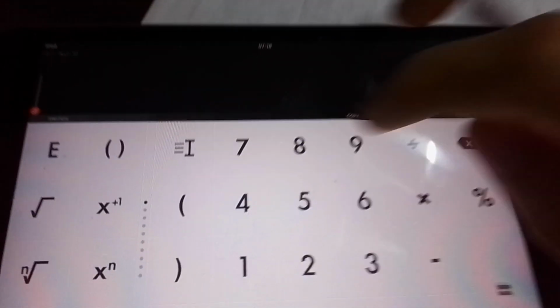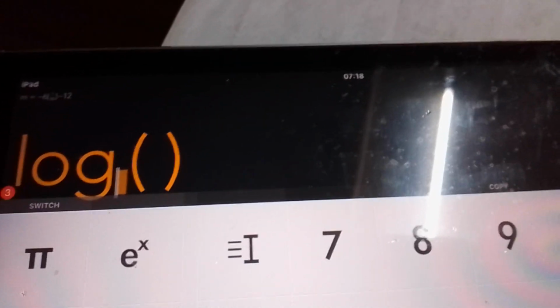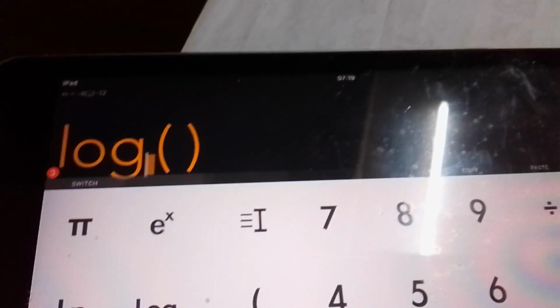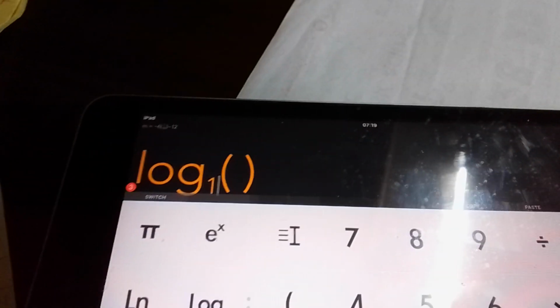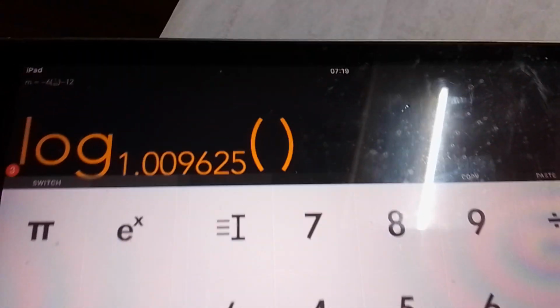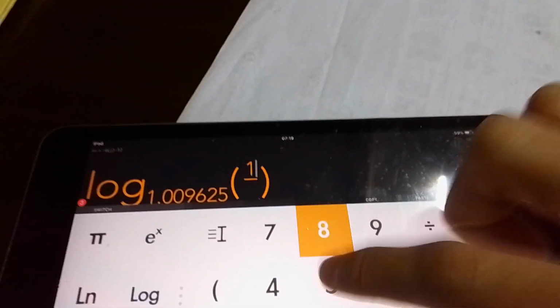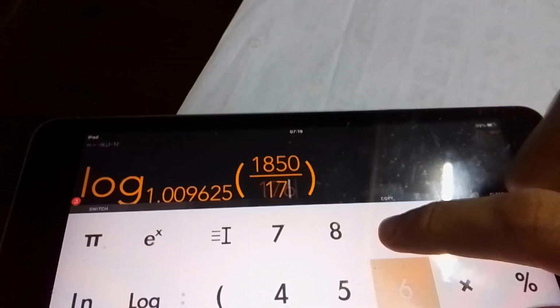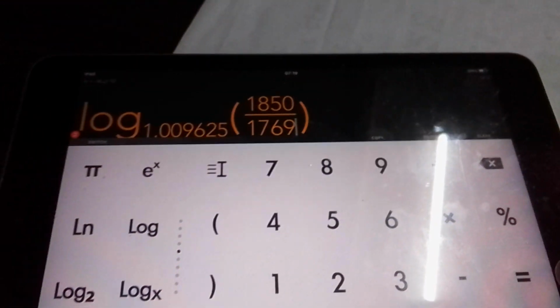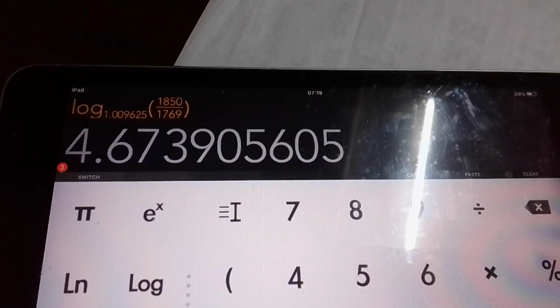Going back to our calculator, do you still remember the log function? You see this log, base x. That can be any number you like, so it's up to you to put in the number that you want. For now, we have 1.0099625. That's the base. And then we have 1,850 divided by 1,769. And we should get this answer. The answer that we should get is 4.6739.